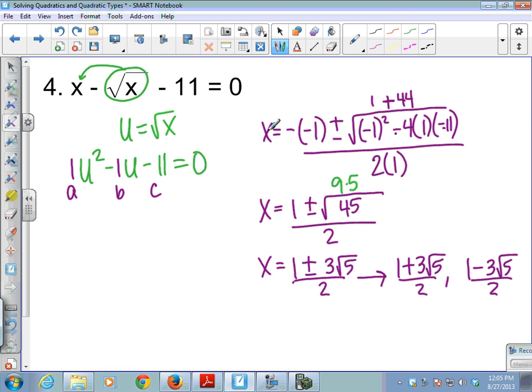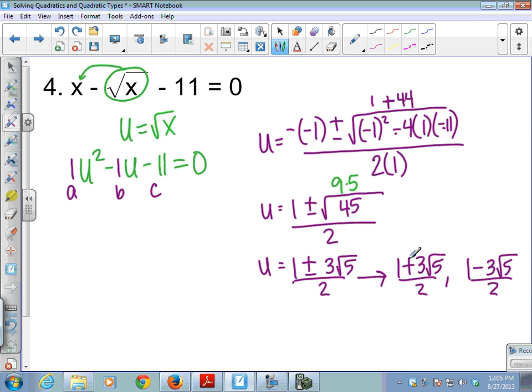Now, I actually shouldn't have written this with an x right here because we weren't solving for x at that point. We were solving for u. So I'm going to go ahead and erase that and write a u there. So we were solving for u. So u equals these two solutions right here. Now, u wasn't our actual variable that we were trying to solve for. We were trying to solve for x.